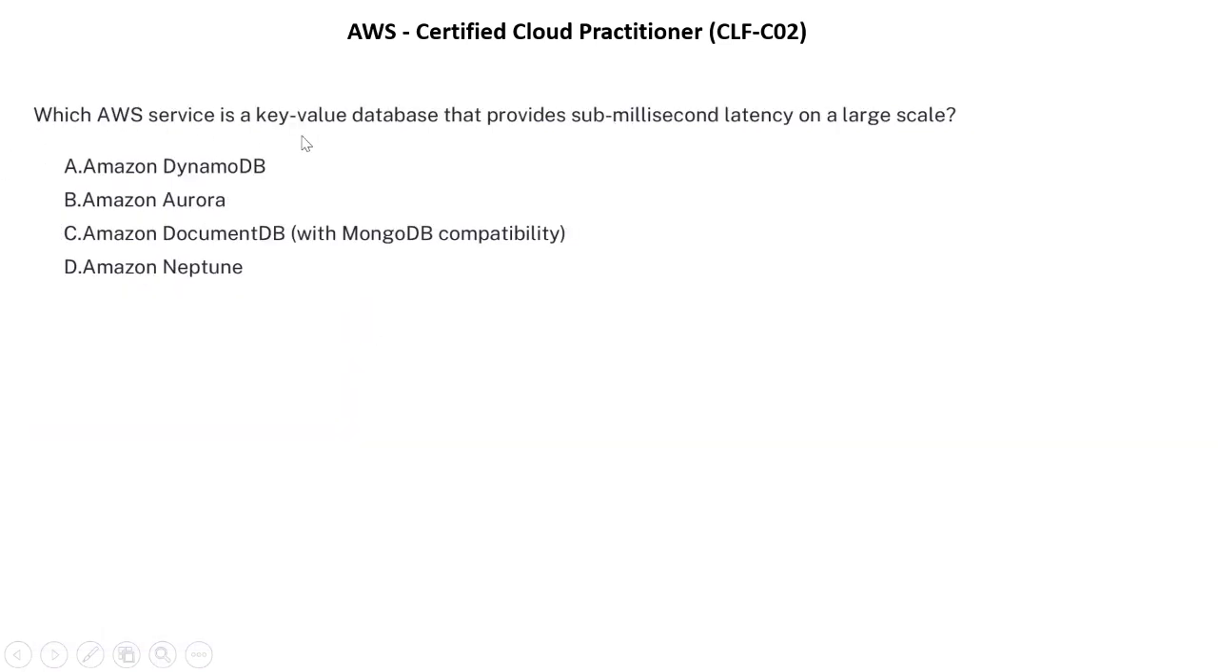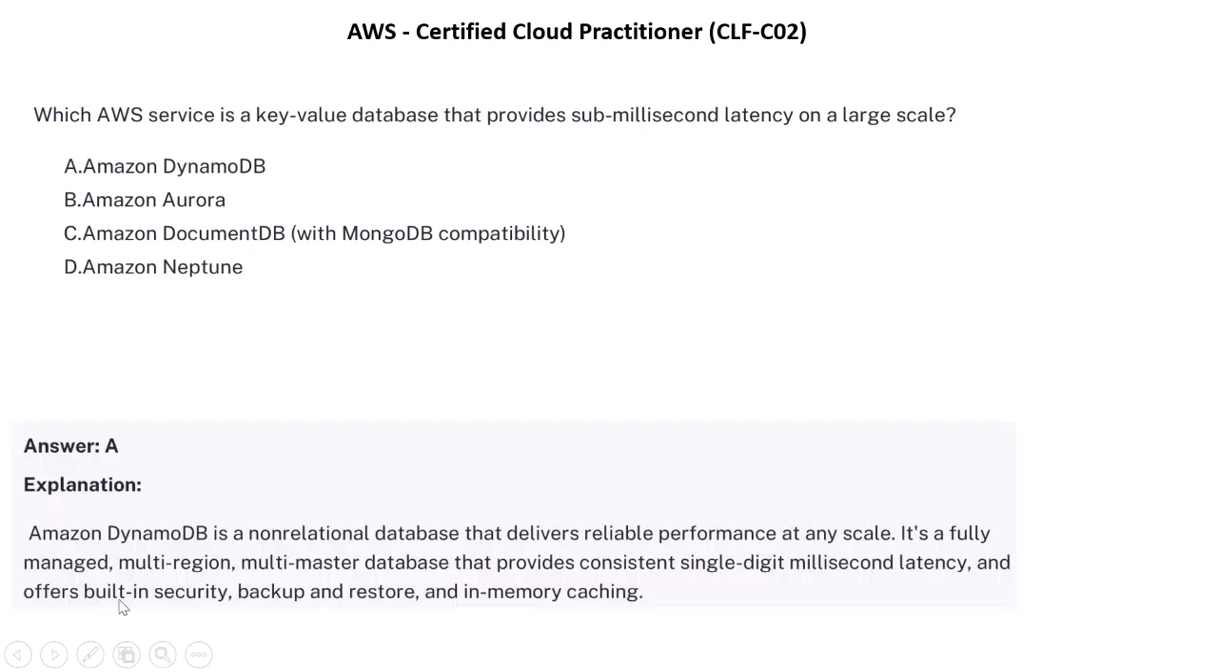Next question. Which AWS service is a key-value database that provides sub-millisecond latency on a large scale? The options are option A, Amazon DynamoDB, option B, Amazon Aurora, option C, Amazon DocumentDB with MongoDB compatibility, option D, Amazon Neptune. The correct answer is option A.